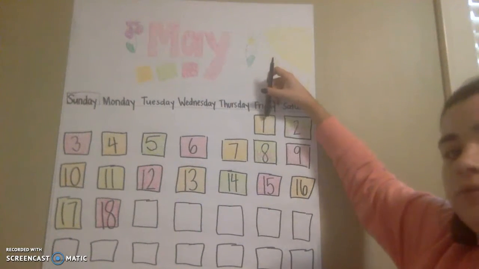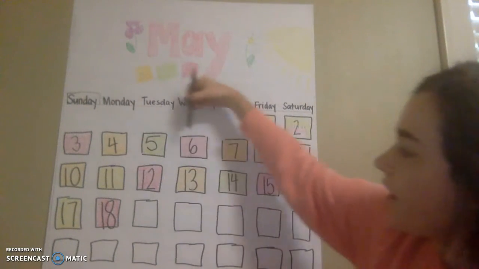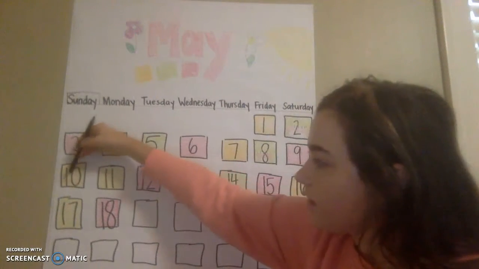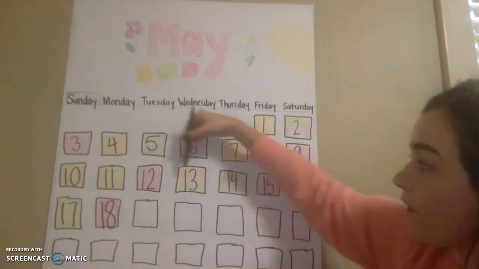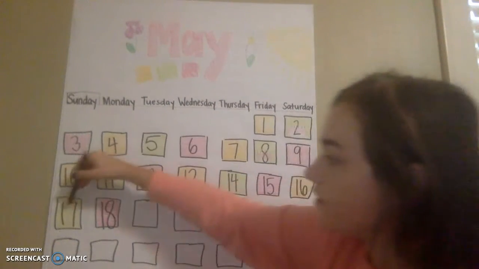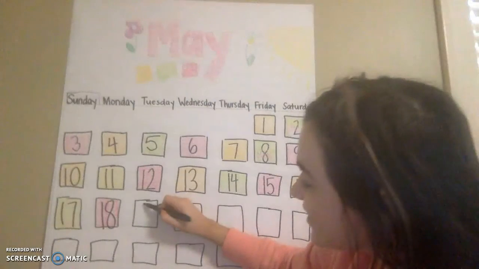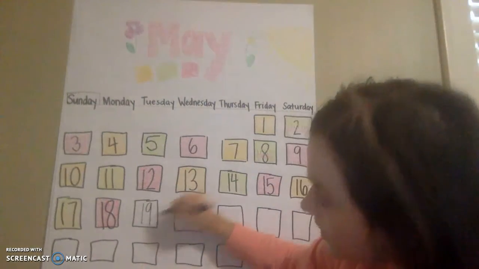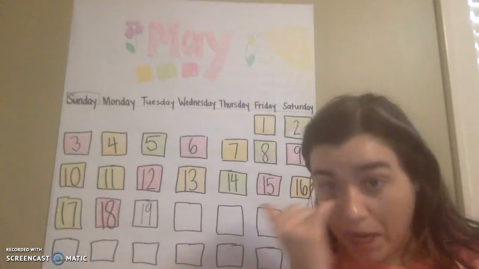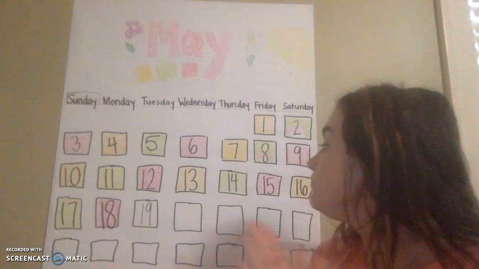We start at 1. 1, 2, 3, 4, 5, 6, 7, 8, 9, 10, 11, 12, 13, 14, 15, 16, 17, 18, 19. A 1 and a 9. I put a 1 first and then a 9, and I get the number 19.